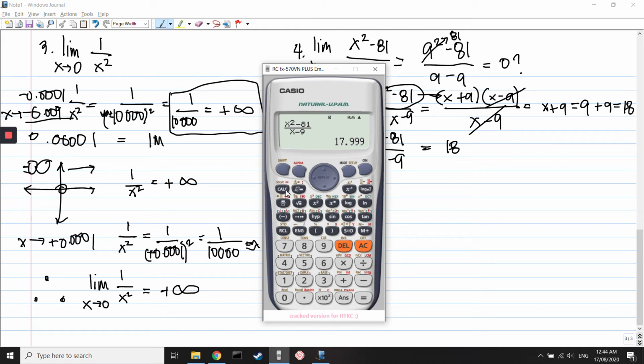Again, to be sure, this method needs an assurance. So we press calc again, then enter a value that is again closer to 9. So let's just try 9.001. Then 18. As you can see, the two values 17.999 then 18.001 are closer to 18. Thus, the limit of x squared minus 81 over x minus 9 as x approaches 9 is equal to 18.